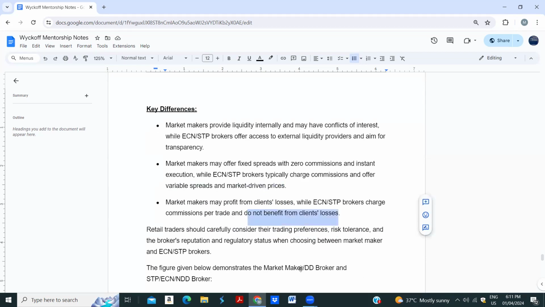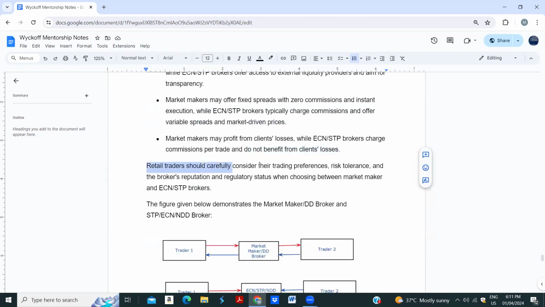Retail traders should carefully consider their trading preferences, risk tolerance, and the broker's reputation and regulatory status when choosing between market maker and ECN STP brokers. So it's up to the trader which broker they should go for.